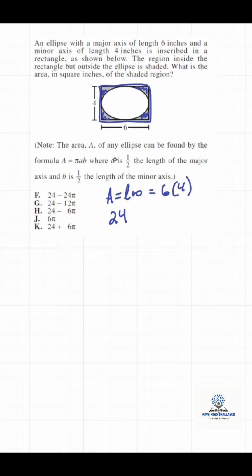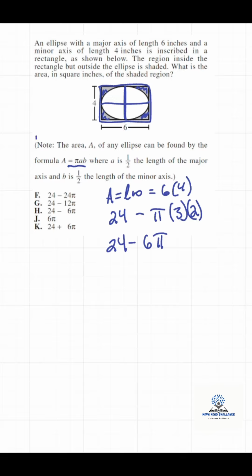And they give you this note with this formula. So we're going to do pi times A times B, where A is half the length of the major axis. The major axis is just this distance from here to here. And it's half of that, so that's 3. So we're going to take away pi, and then A is 3 times 3. And then half of the minor axis, this is the minor axis, the smaller one, and so that's 3 times 2. Now if you confuse these for area, it doesn't matter because 2 times 3 and 3 times 2 are the same thing. And that gives us 24 minus 6 pi.